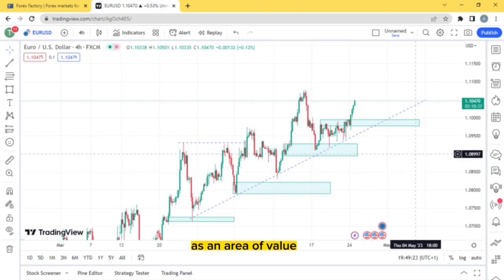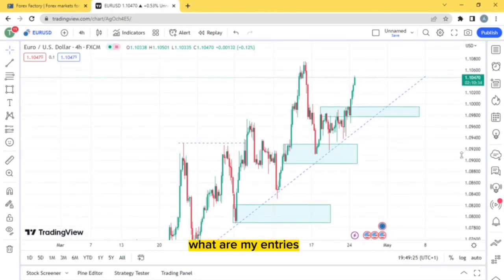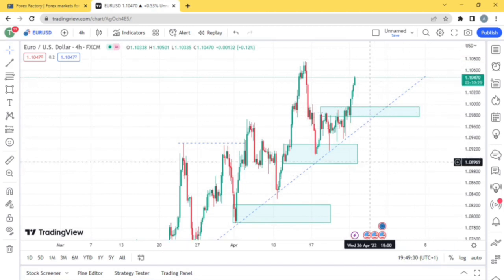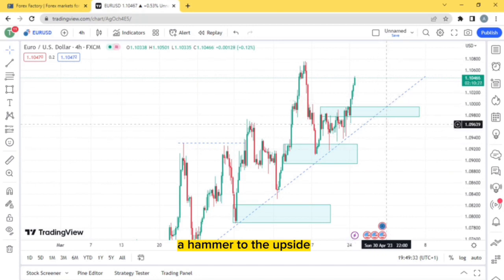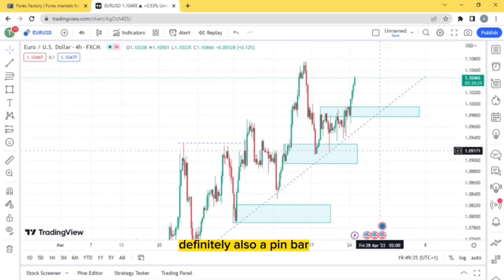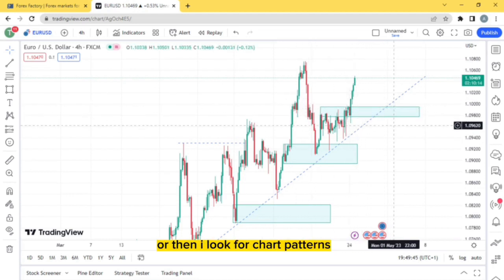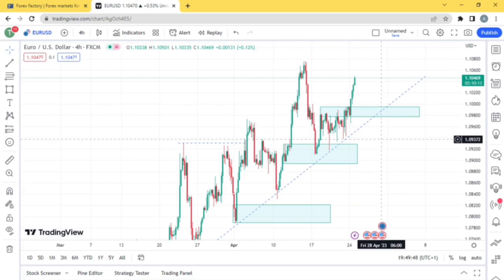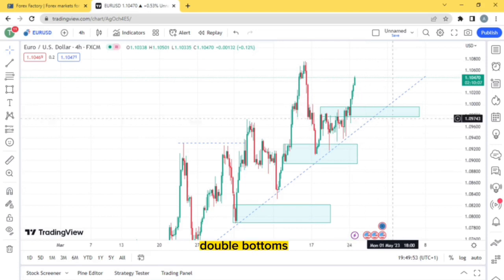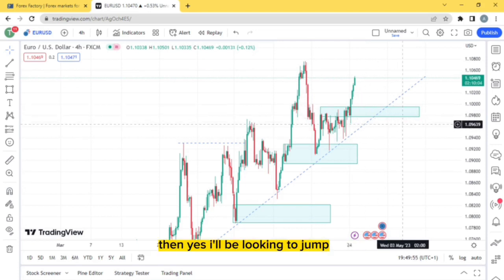Once I have a support zone as an area of value, then I look for entries. What are my entries? My entry triggers are candlesticks. So I come here and I see a bullish engulfing, or I see a hammer to the upside. Definitely also a pin bar to the upside, yeah, that indicates a bullish move, or a doji, okay, that indicates a possible reversal. Or then I look for chart patterns. I'm looking for head and shoulders, inverse head and shoulders. Yes, I'm looking for double tops, double bottoms that indicate a bullish move. Then yes, I'll be looking to jump on this kind of trade.